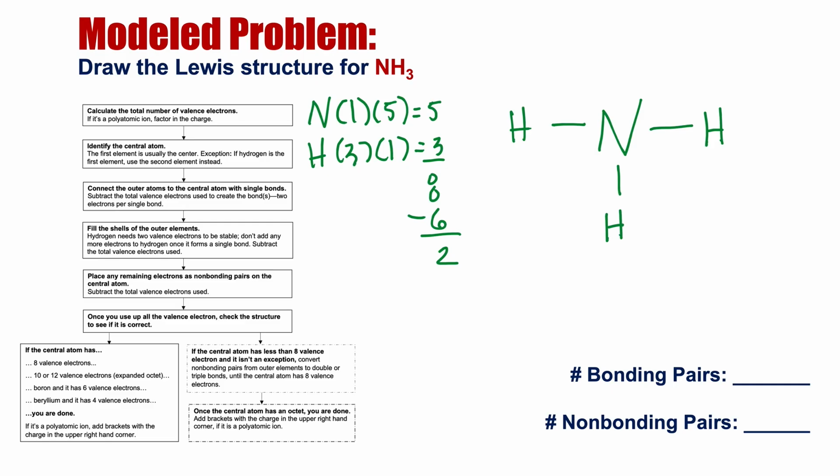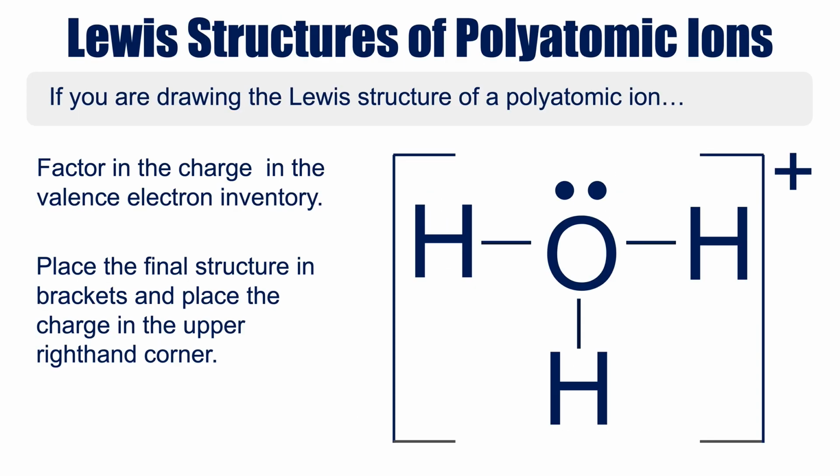So I'm going to place those 2 remaining electrons on nitrogen on that central atom, and now I've reached 0. I'm checking my central atom. Nitrogen has 2, 4, 6, 8 valence electrons around it. It's following the octet rule. It's happy. I stop. Nothing else needs to be done. There's 3 bonding pairs, 1 non-bonding pair. 3 plus 1 gives me 4, times 2 gives me 8. It matches how many valence electrons were supposed to be in the Lewis structure. Always check your work.